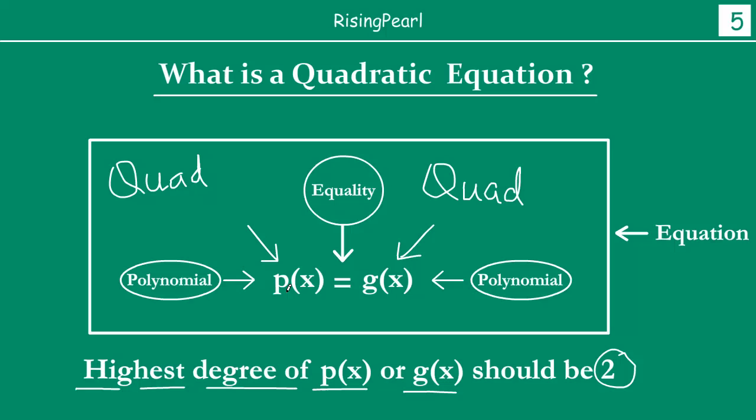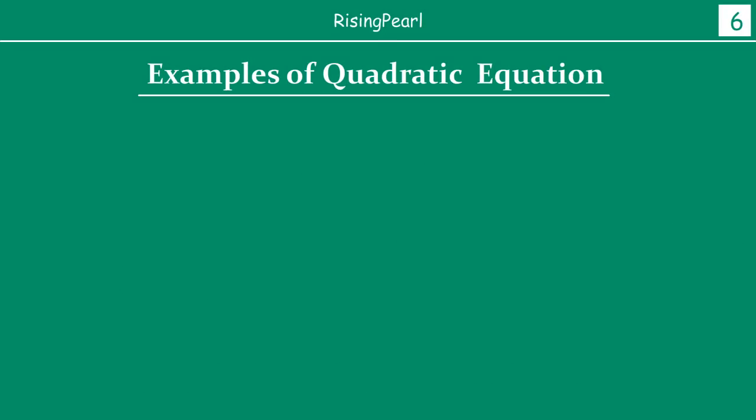So one of them should be a quadratic polynomial, and that should be the highest degree, meaning you cannot have a quadratic polynomial and a cubic polynomial, right? Or a quadratic polynomial and a polynomial of degree 4 or 5 or anything else. You can have a quadratic polynomial and a linear polynomial, that works. So friends, this is basically what a quadratic equation is. Now let's take some examples.